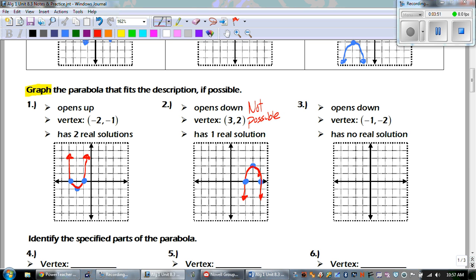All right, let's look at the next one. It says my vertex is at (-1, -2). It opens down and has no real solution. So there we go, it opens down. Now, no real solution means that it does not cross the x-axis. And did it cross the x-axis here? No. So there we go, that's our graph.